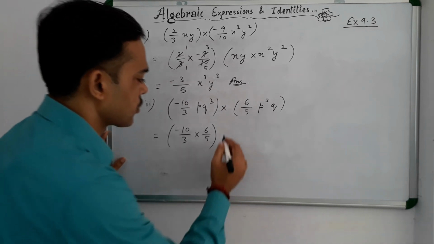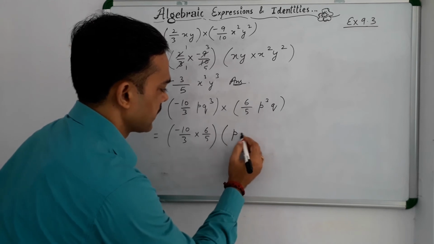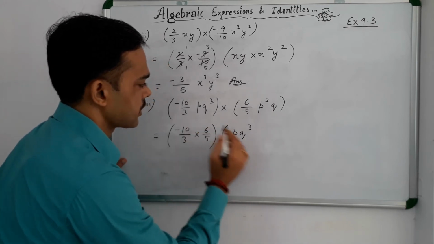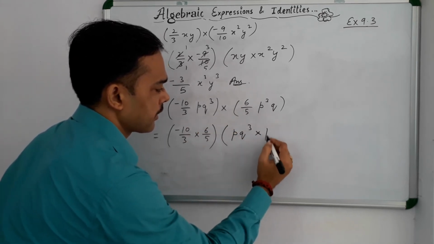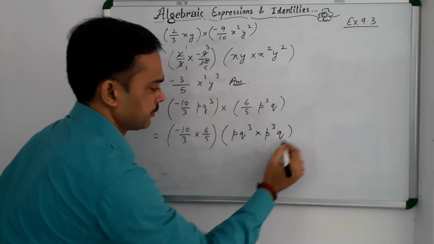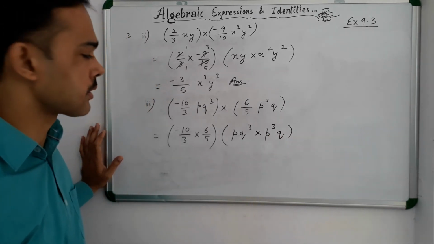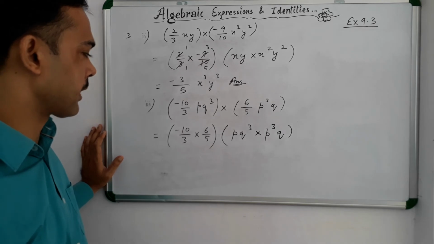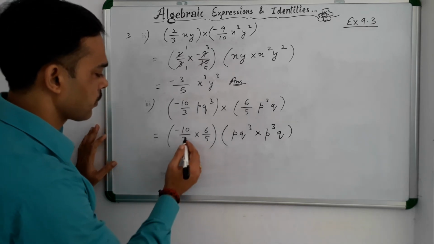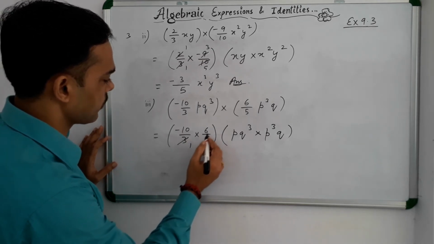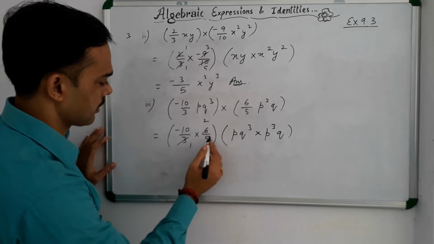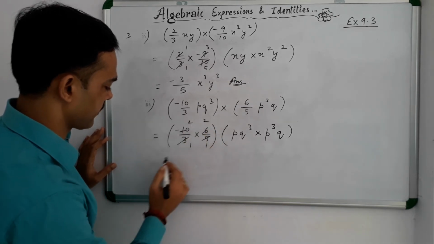Now let us move on to variables. So it is pq³ in the first bracket. In another bracket it is p³q. Okay. These also have been multiplied now. Now 3 is getting cancelled 1 time. This 6, 2 times. 5 1s are 5, 2 2s are 2.